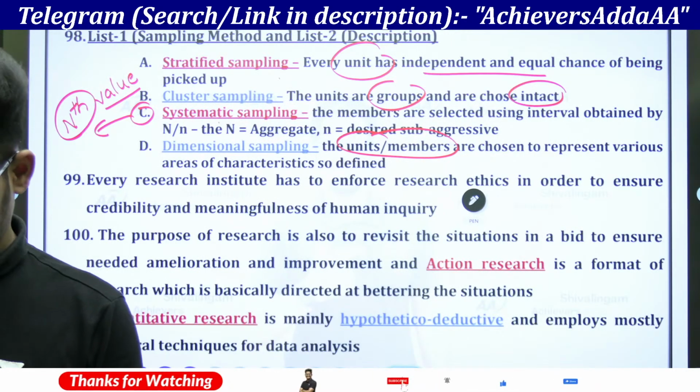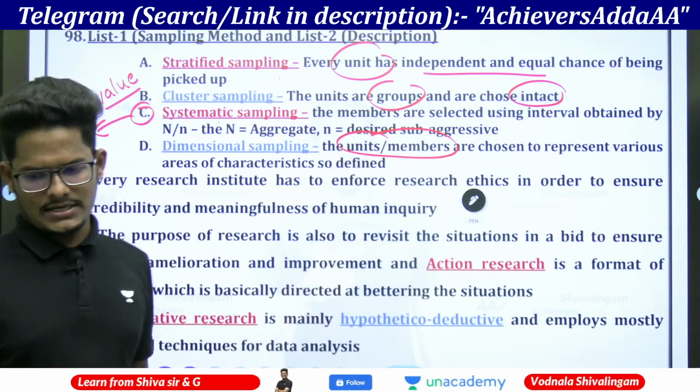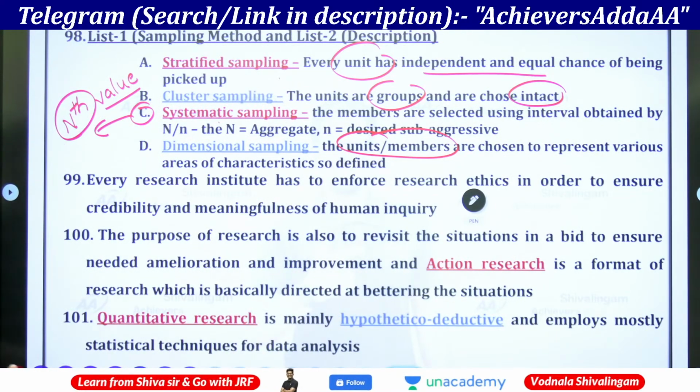What is CRT? Criterion-referenced testing, meeting or comparing with a criterion. Listen to the last class of the teaching aptitude.